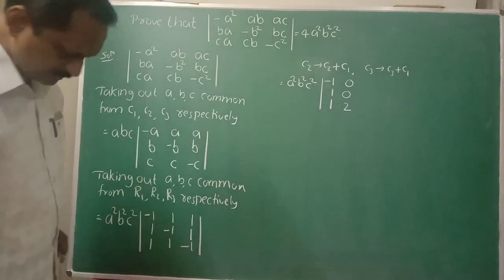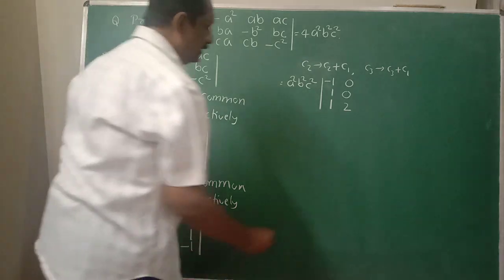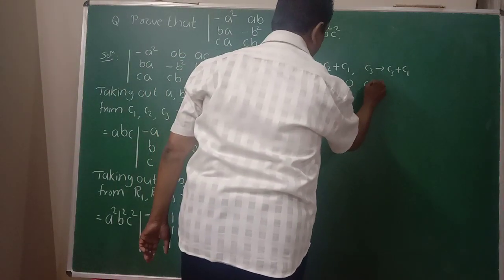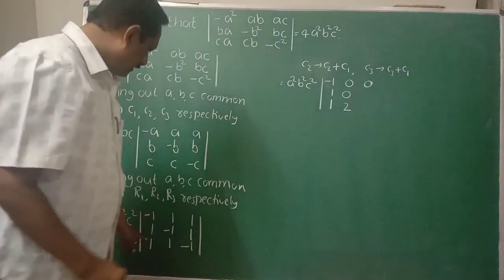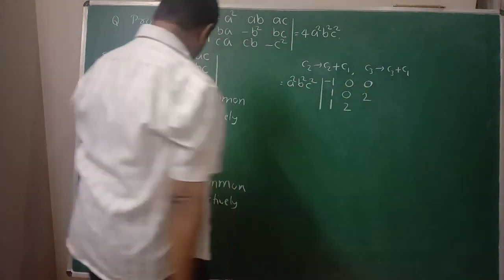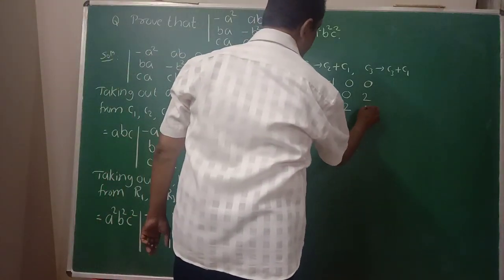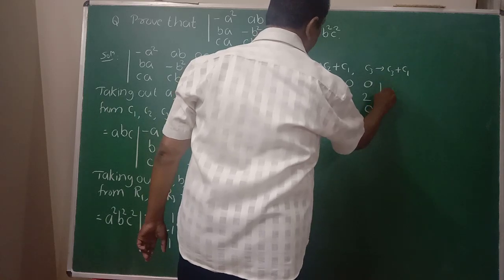So similarly, here minus 1 plus 1 is a 0. Then 1 plus 1 becomes a 2. So this is a 2 here. Then 1 minus 1 is a 0. So this is a 0.